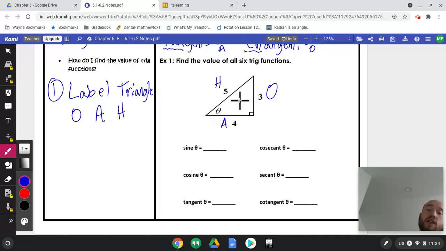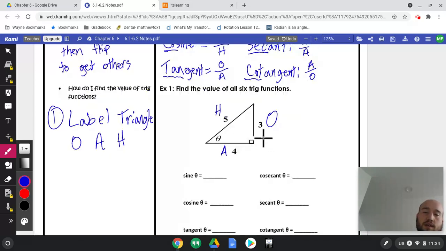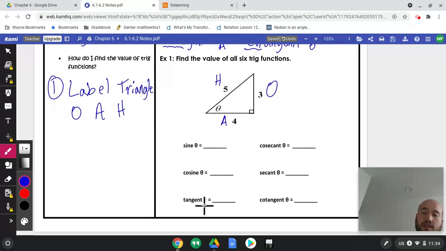Now, hopefully you notice if theta had switched up here, these 2 would switch places. The H would stay the same, but the O and the A would switch, depending on where theta is. So you'll notice sine, cosine, tangent, cosecant, secant, and cotangent are written out in entirety here. I didn't abbreviate them. So sine is opposite over hypotenuse. In our case, the opposite is 3, the hypotenuse is 5. So all we have to do is 3 over 5. Now cosecant, we just flip that, so it'll be 5 over 3.